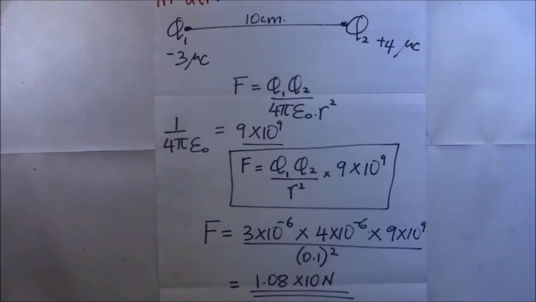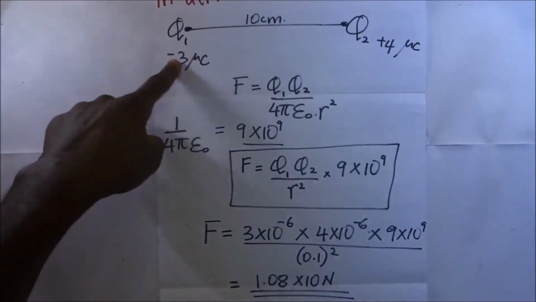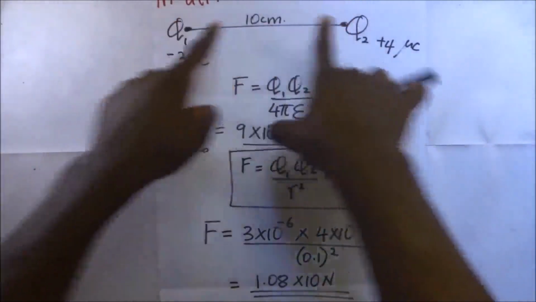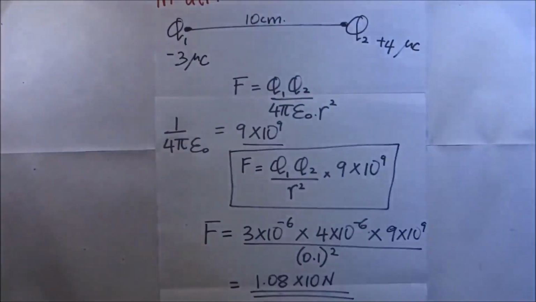And this kind of force will be an attractive one. Why? Because according to the law of electrostatics, unlike charges attract and like charges repel. This is a negative, that's a positive. It means that the force that exists between them is an attractive force of 1.08 times 10 newtons.